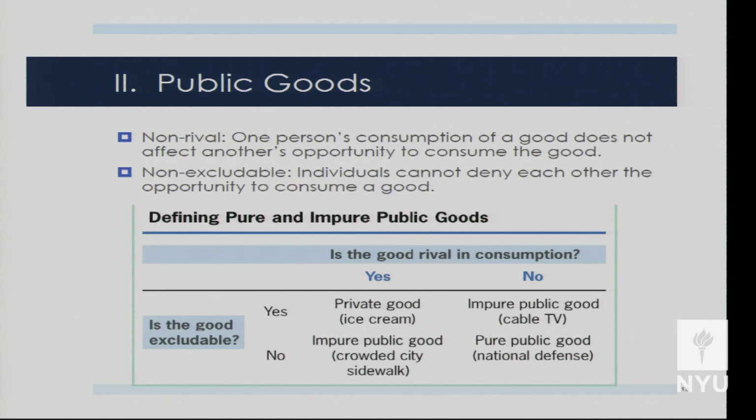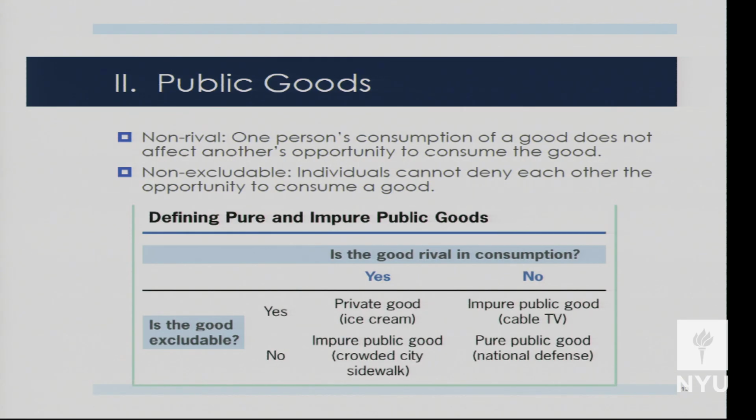Okay, public goods. Public goods have two characteristics. They're non-rival and they're non-excludable. Non-rival means the fact that I'm getting utility out of it doesn't reduce your ability to derive utility from it. Non-excludable means that I can't stop you from deriving utility from this thing. So let's think of a few different goods. On this side we're talking about is the good excludable. On this side we're talking about is it rival.